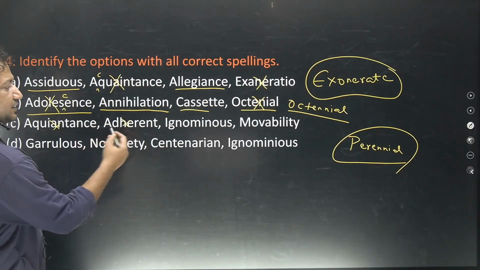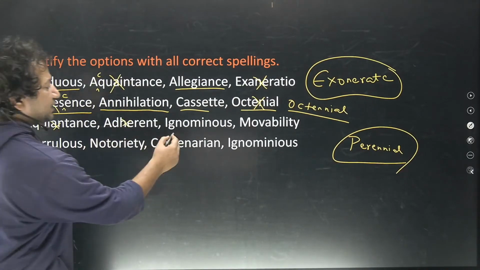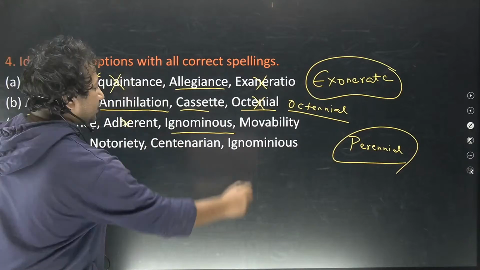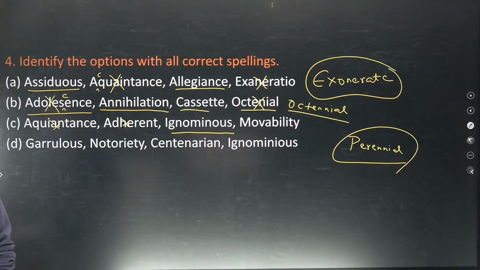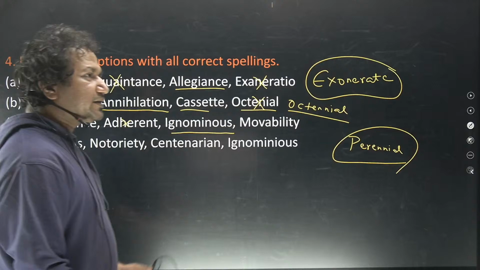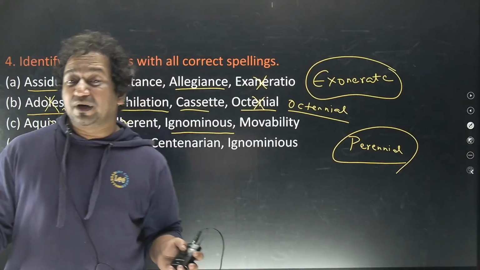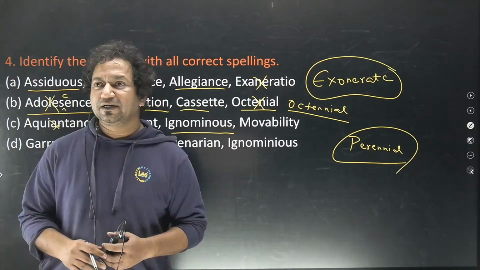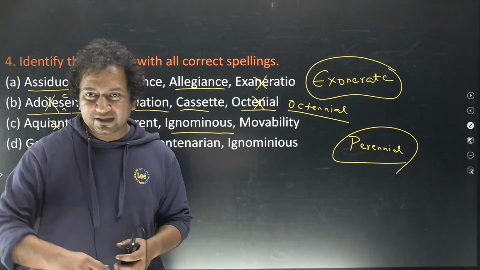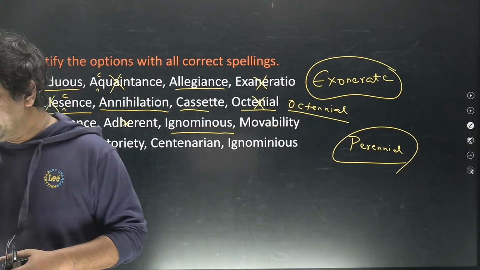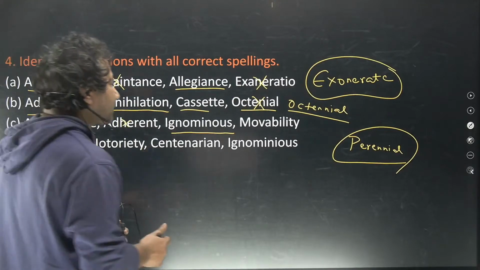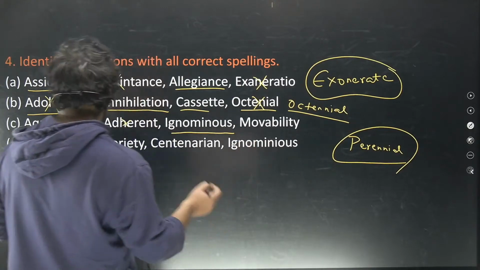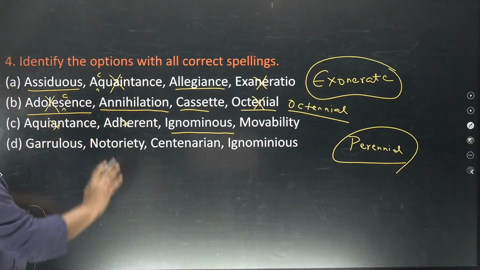Adherent, these two words are easy. What is ignominious? Ignominious is something, an act which causes public shame, right? So we say do not do this thing because that will be bringing shame to you in public, right? That is ignominious. Movability, you understand. So acquaintance is wrong. That's why option C cannot be correct.